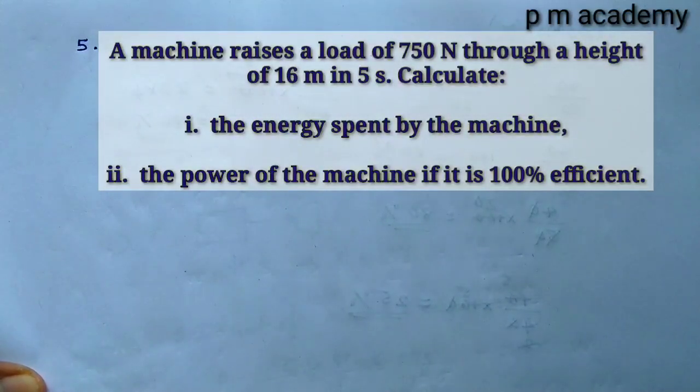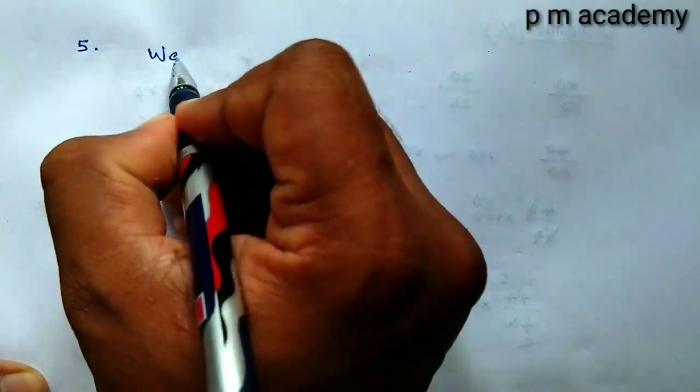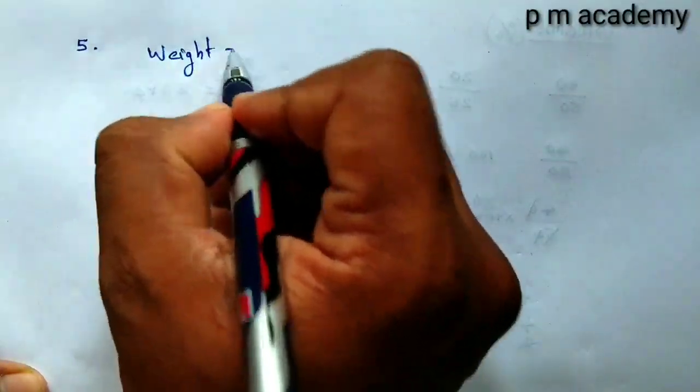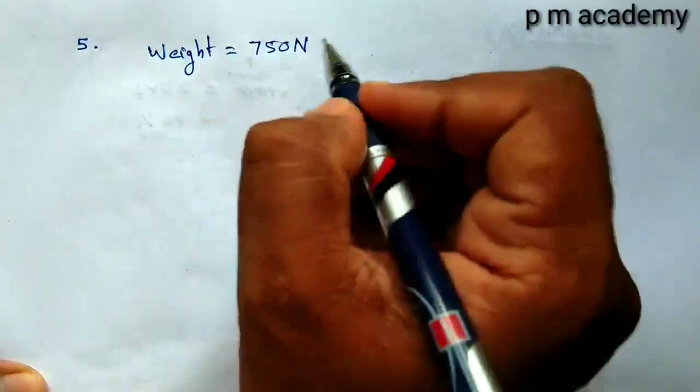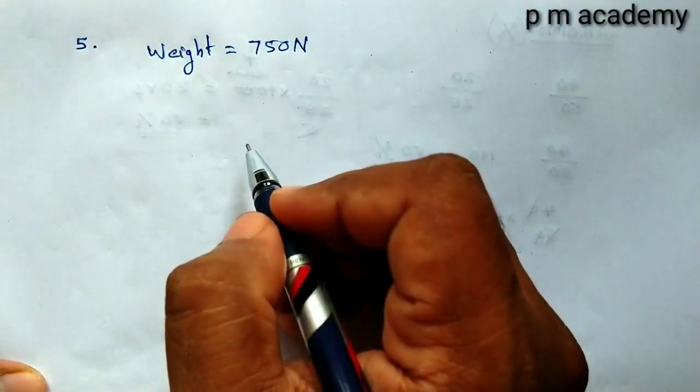Question number 5. A machine raises a load of 750 Newton through a height of 16 meter in 5 seconds. Calculate the energy spent by the machine. Question number 2, the power of the machine if it is 100% efficient. A machine raises a load of 750 Newton. Load means the weight. 750 Newton is the weight.